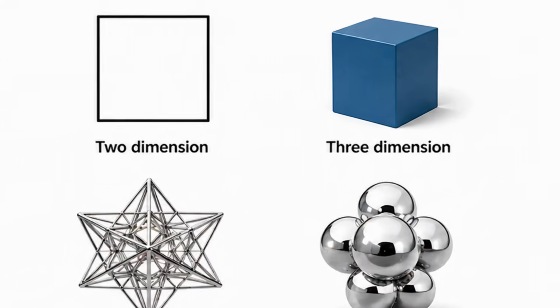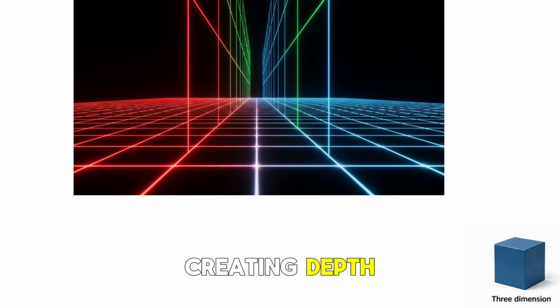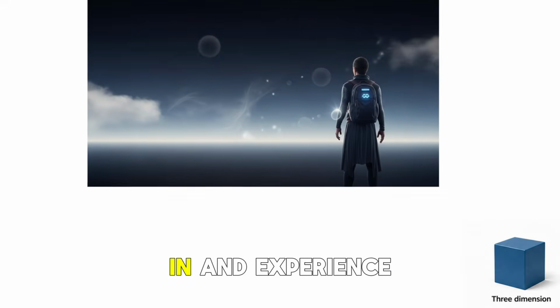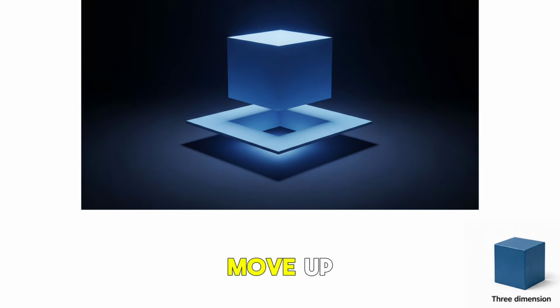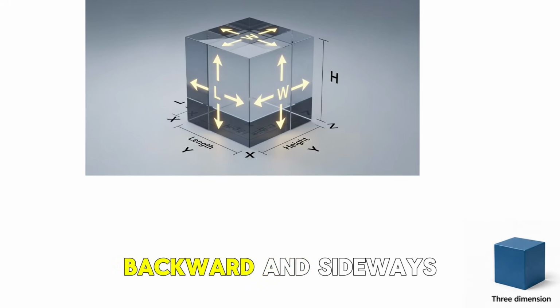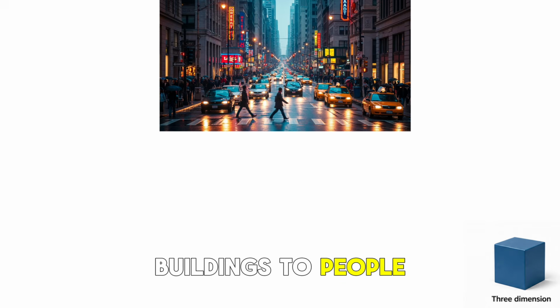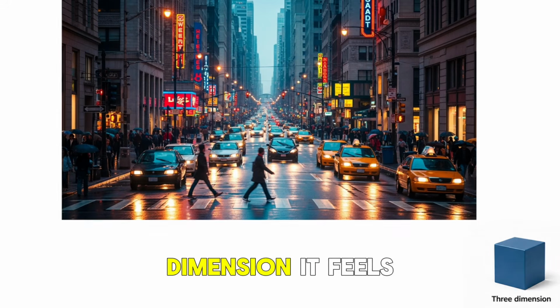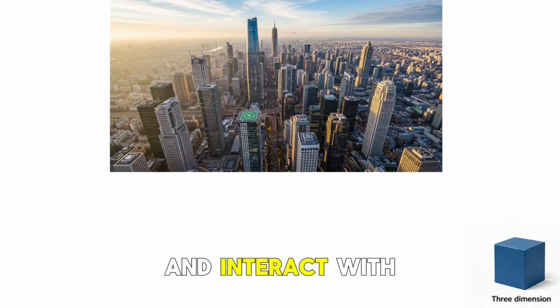Three dimensions. Three dimensions add height to length and width, creating depth. This is the space we live in and experience every day. Objects have volume, and you can move up, down, forward, backward, and sideways. Everything physical, from buildings to people, exists in this dimension. It feels natural because it matches how we see and interact with the world.